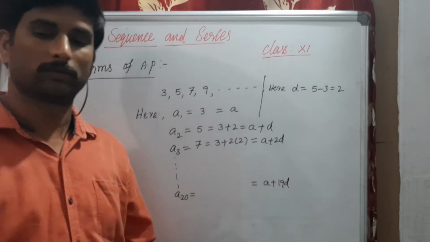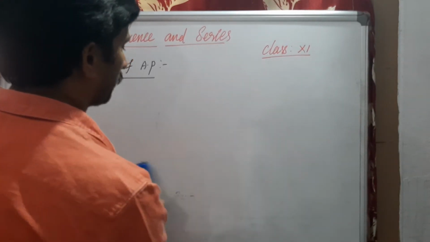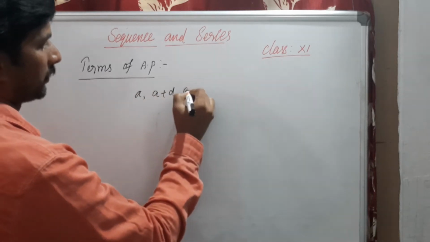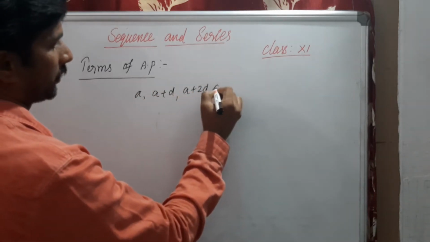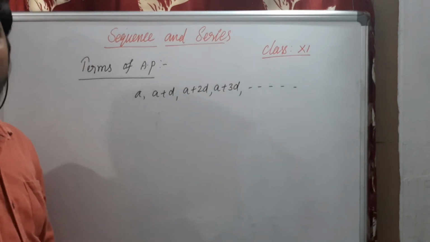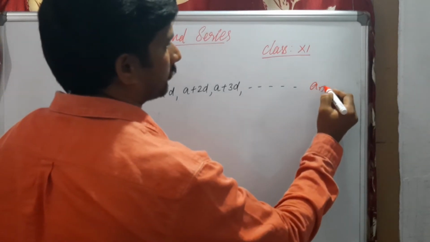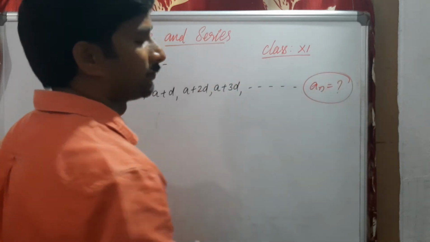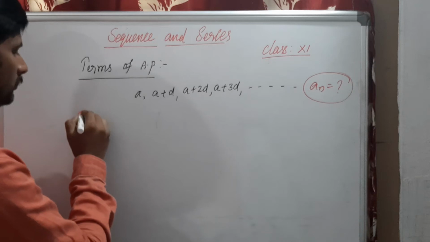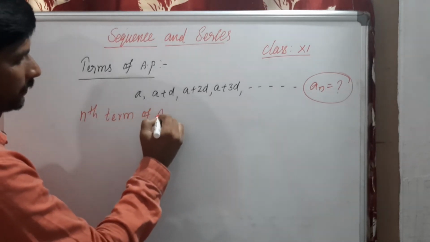So the terms of AP are a, a plus d, a plus 2d, a plus 3d and so on. Then what about the nth term? We have to find out the nth term of an arithmetic progression. The next one is the nth term of AP.